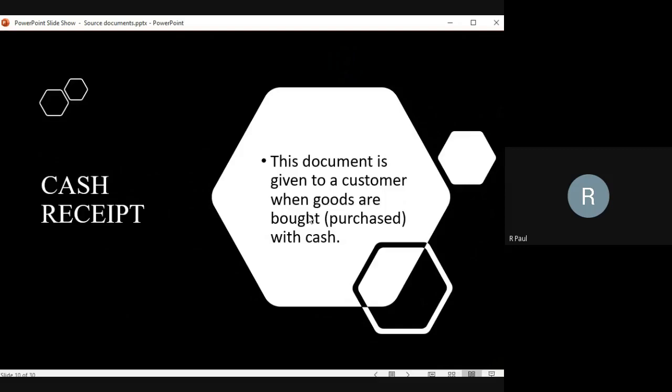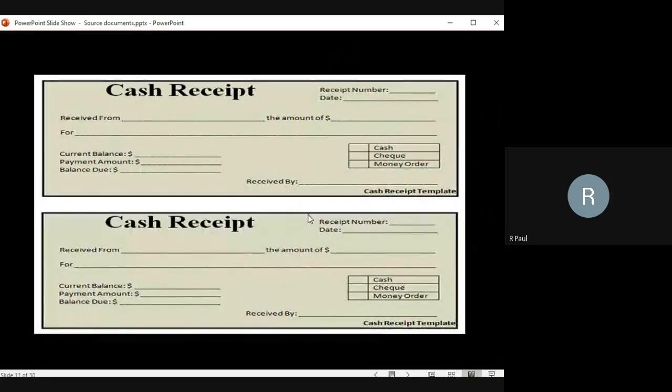Now, there are different formats of cash receipts, and the one I'm showing you today is just one format. This cash receipt has information for the receipt number, date, the receipt from, the amount due, for what purpose. If it's pertaining to an account, it can have a current balance, the payment amount, the balance due, and you would tick if it's cash or check. You can also have a cash receipt like when you go to the shop and they give you a receipt for items bought. That is a form of a cash receipt. As I said, this was one format.